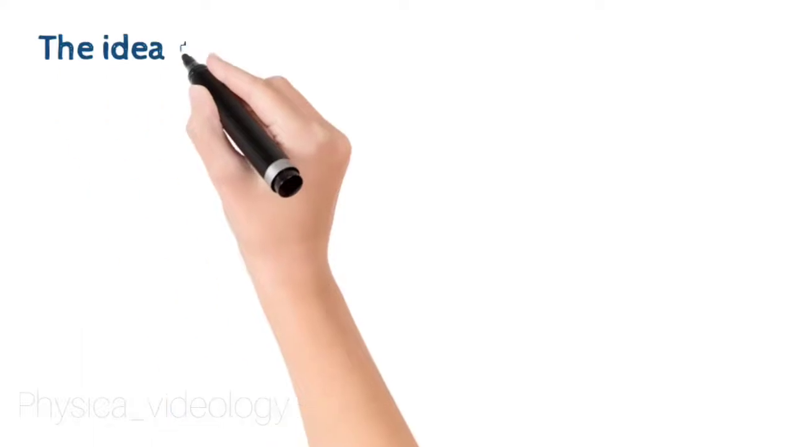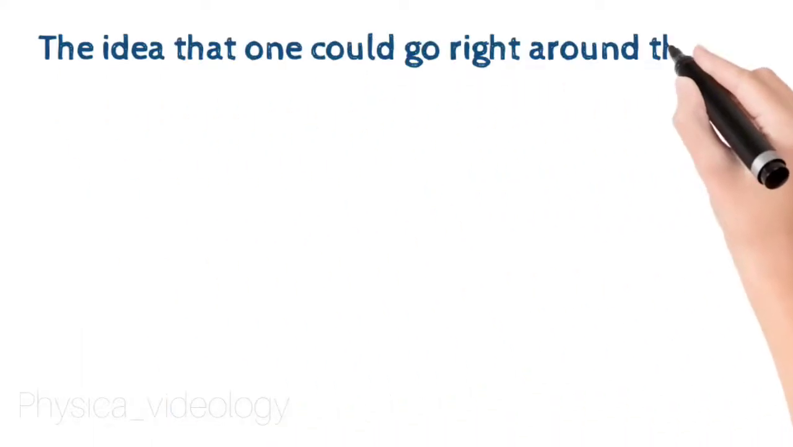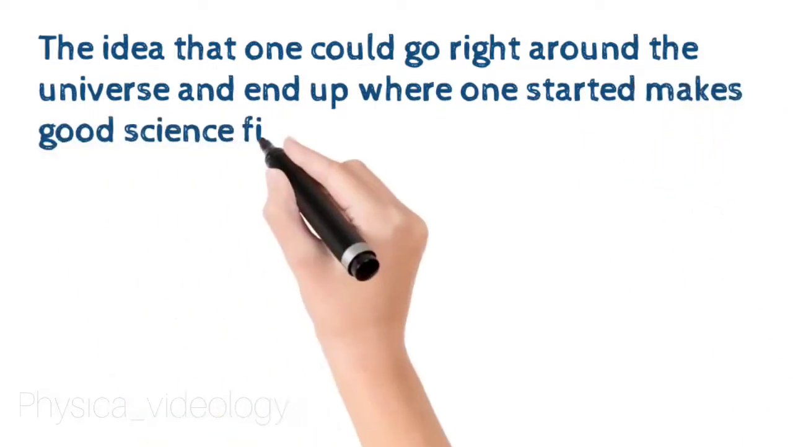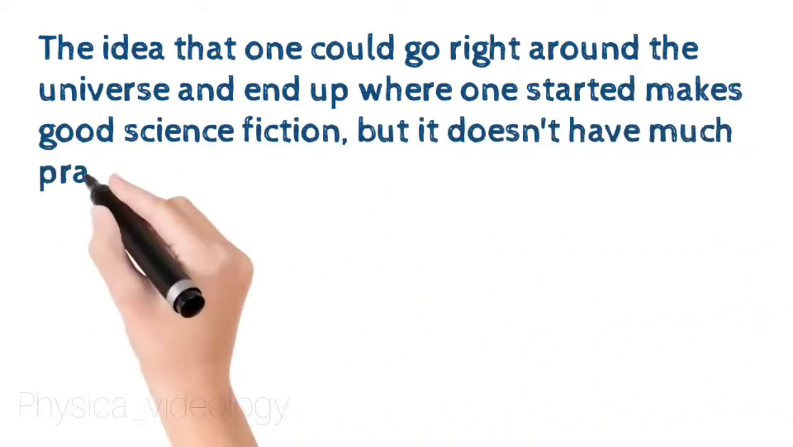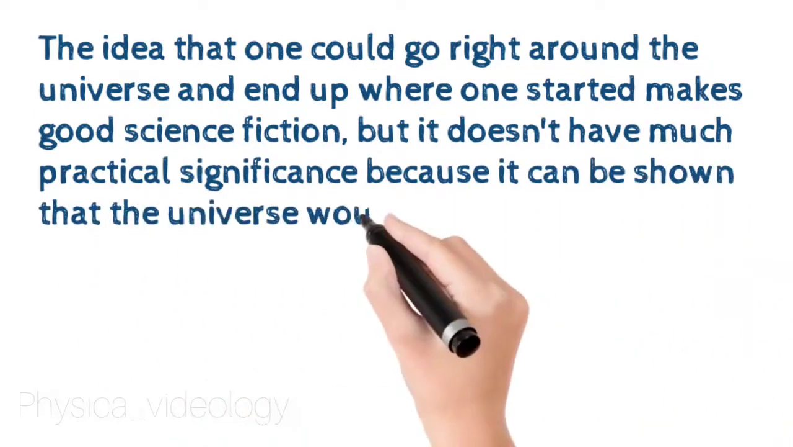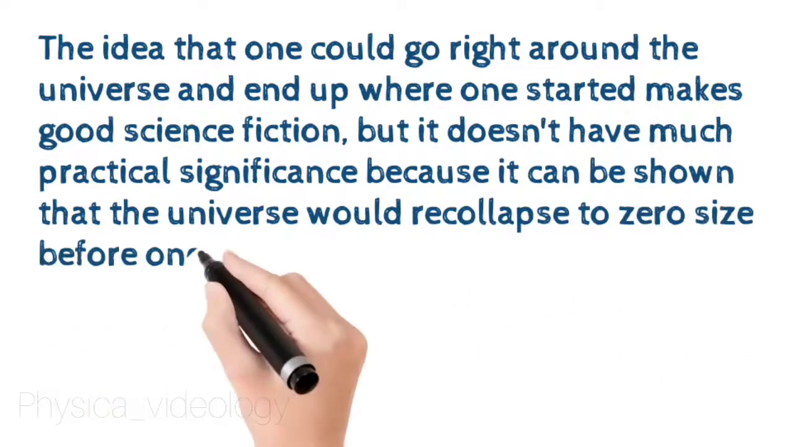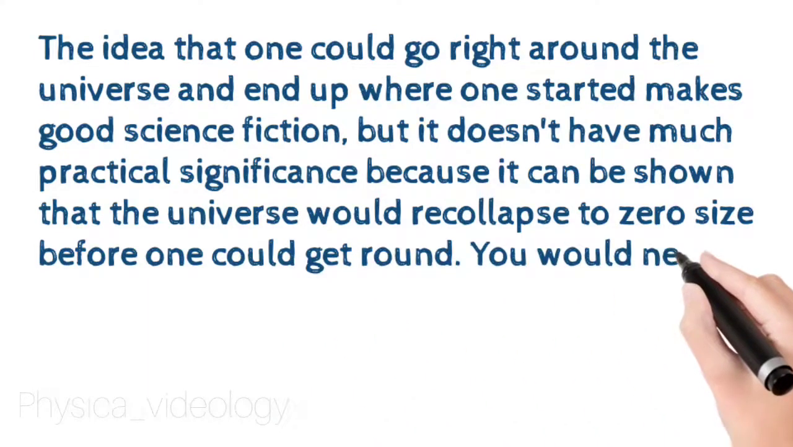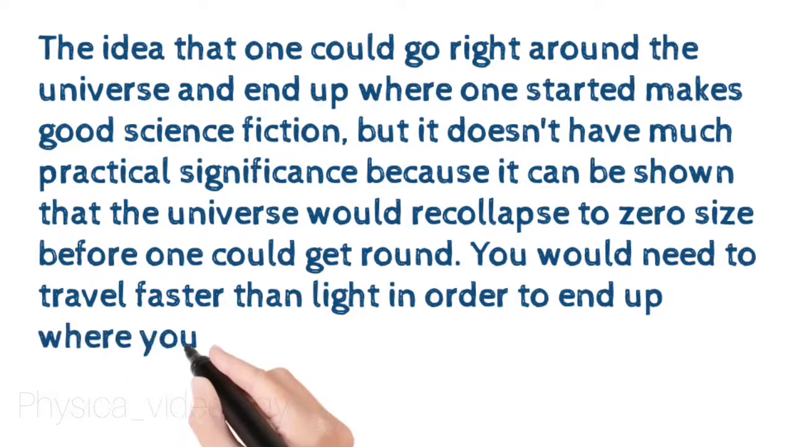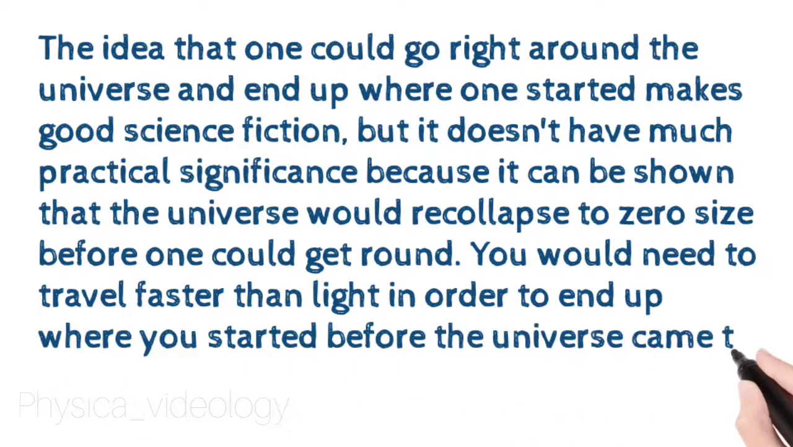The idea that one could go right around the universe and end up where one started makes good science fiction, but it doesn't have much practical significance because it can be shown that the universe would recollapse to zero size before one could get round. You would need to travel faster than light in order to end up where you started before the universe came to an end, and that is not allowed.